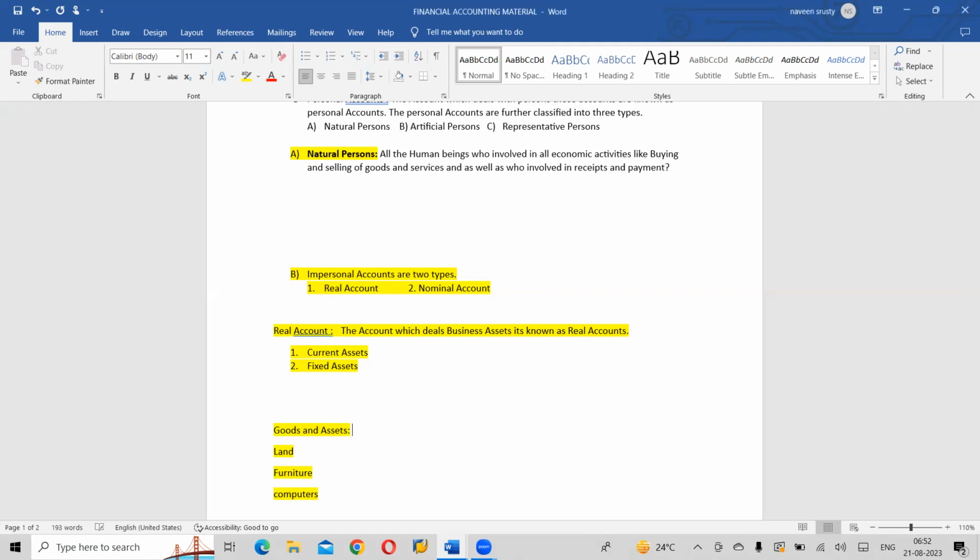Again, I'm telling you, as you said, it depends on the business, Naveen. Exactly. When it is a furniture shop, for him, furniture is goods. Correct. For a furniture shop, exactly. That's the perfect answer.